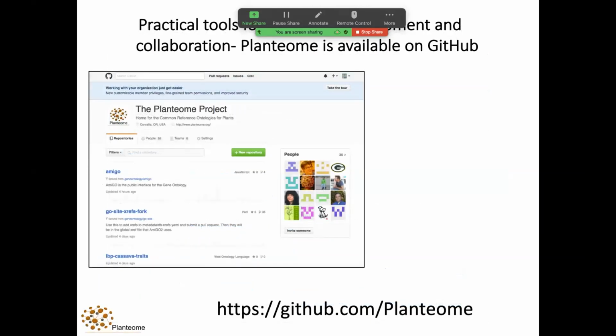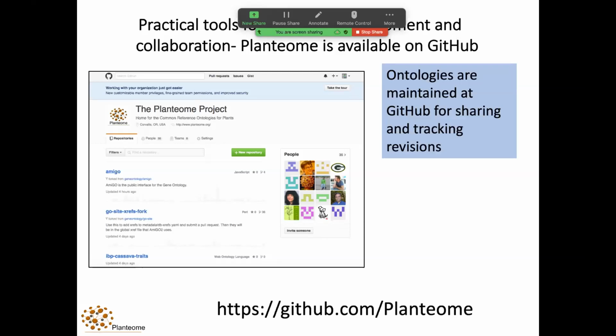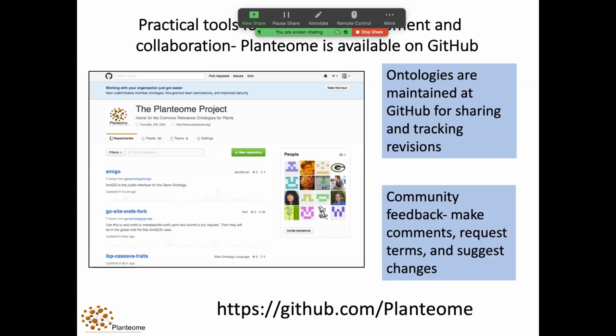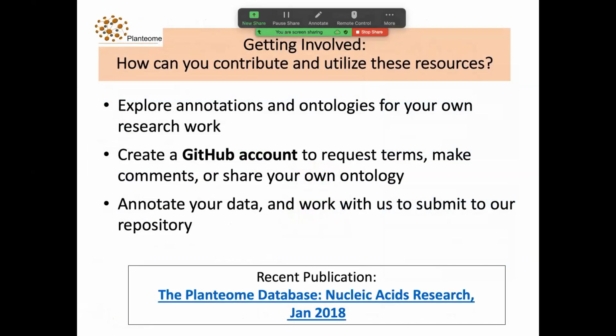So we have a number of tools that are available for collaboration. All of our ontologies, including the crop-specific ontologies, are available on our GitHub, and we welcome you to come and request terms or make suggestions. So we encourage community feedback and try to address it as quickly as we can.